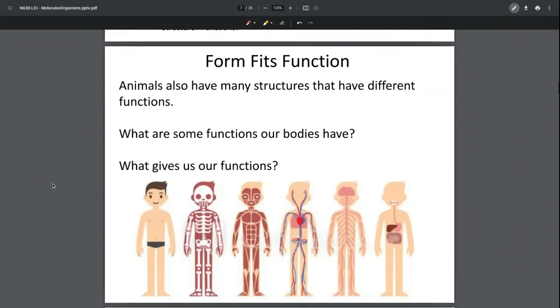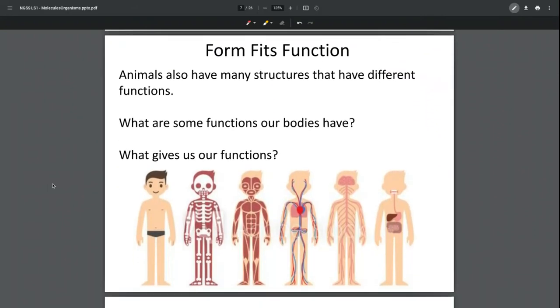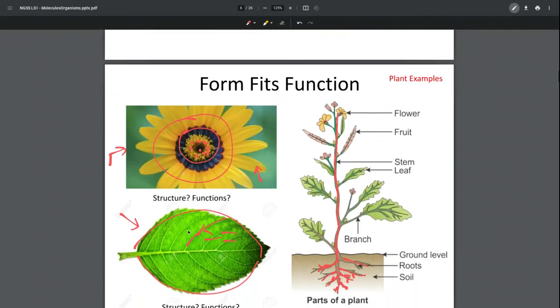All right, let's look at an animal. Let's look at our human bodies, okay? So we have lots of different specific functions in our bodies, and that is because we have different cells that allow us to do those functions, okay? So what gives us our functions? Different cell types.